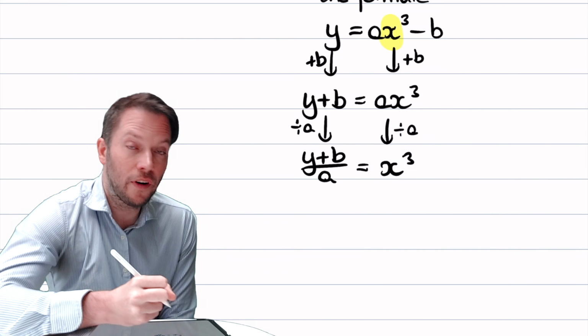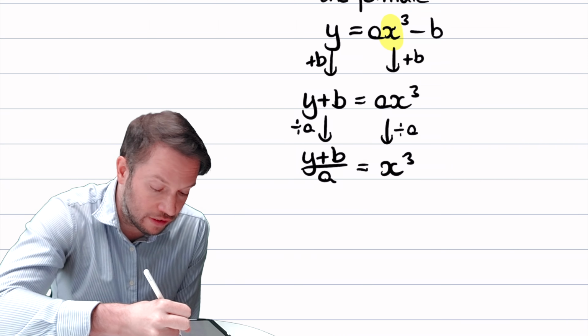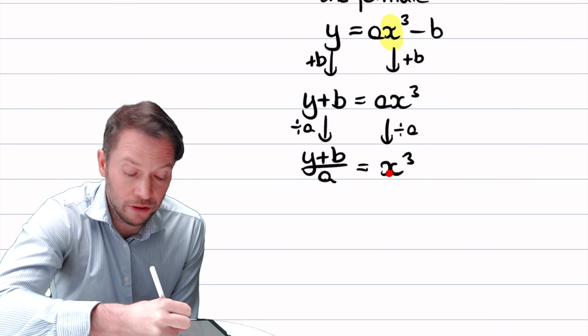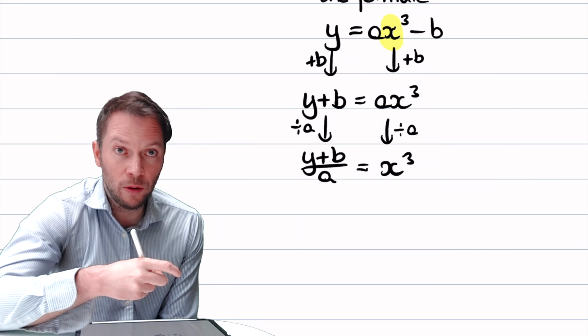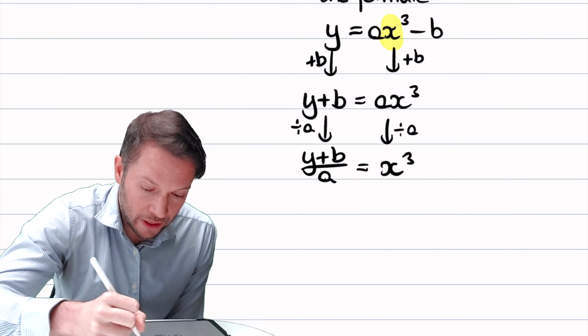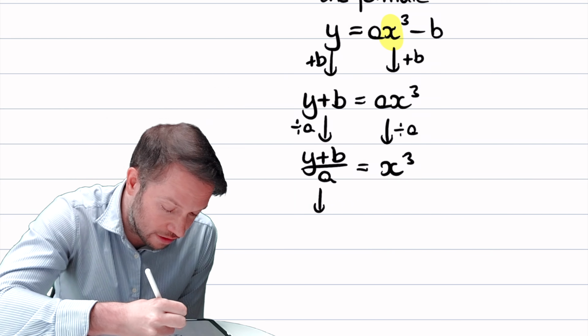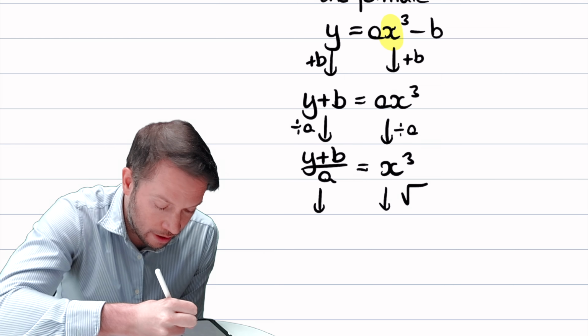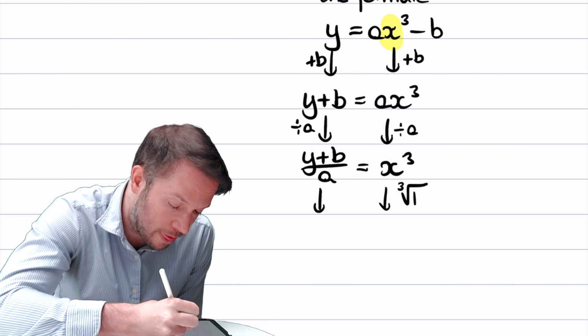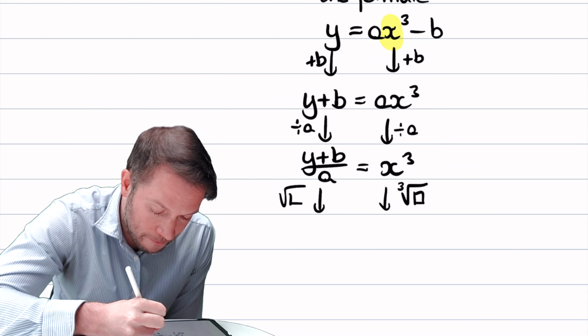Now, finally, to get rid of this cubed on the x, to leave the x alone, we do the opposite of cubing, which is cube rooting. So we cube root both sides. It has a root symbol with a little three through like that. We cube root both sides.